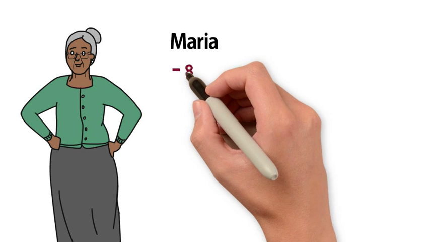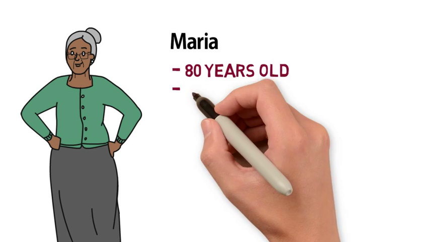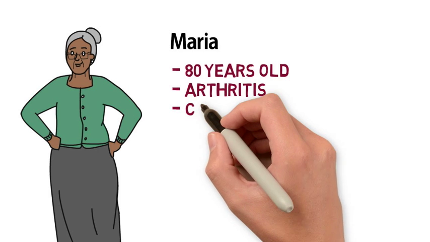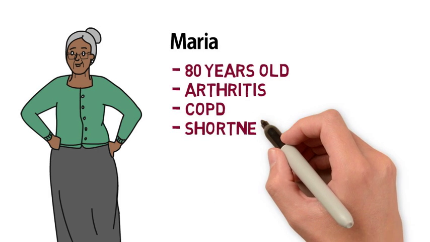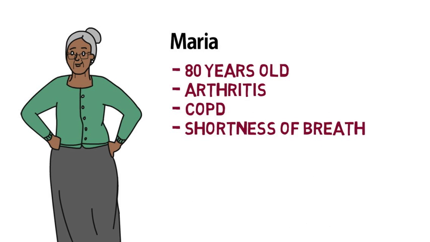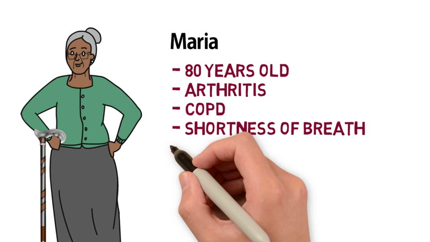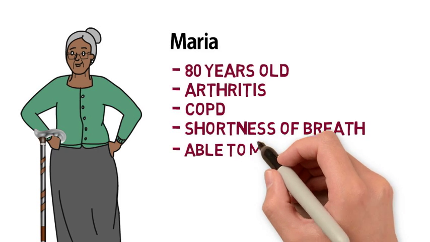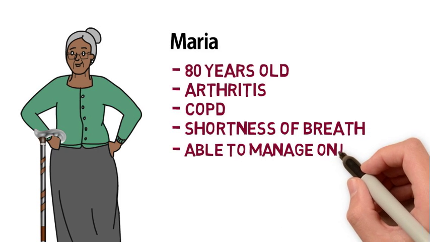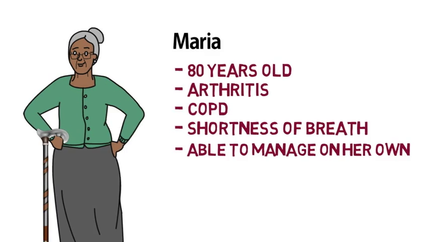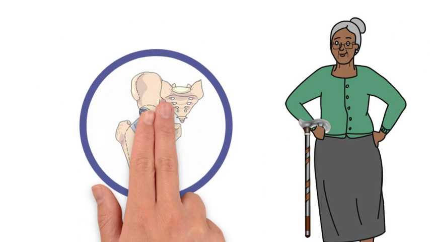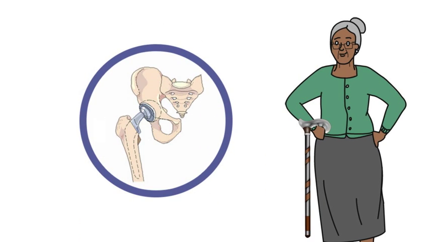Maria is an 80-year-old woman who lives alone in a rural community. She has arthritis and COPD with some shortness of breath on exertion and walks with a cane, but is otherwise relatively well and still able to manage on her own. Maria is scheduled for surgery for a right hip replacement.